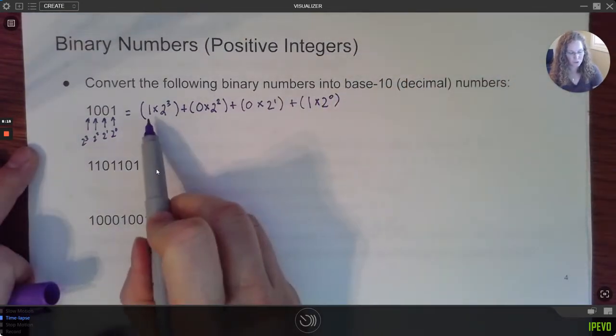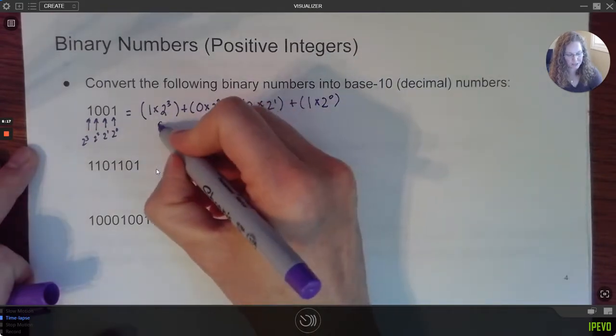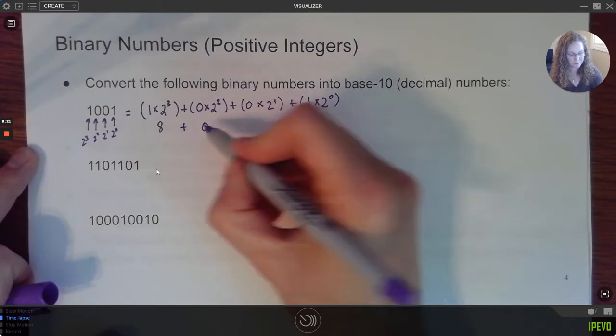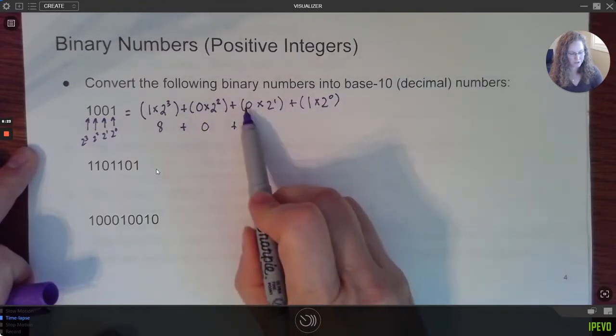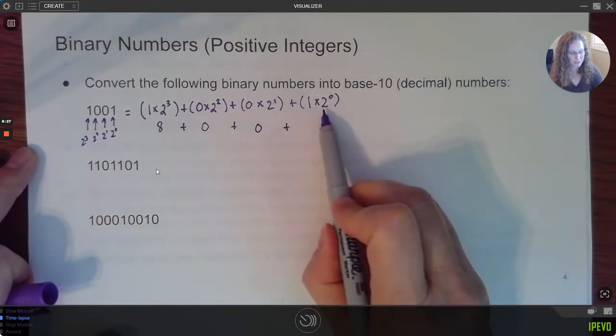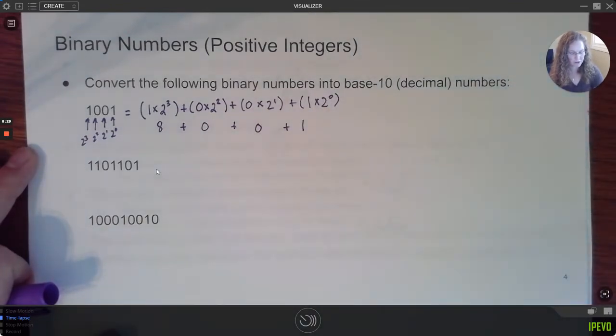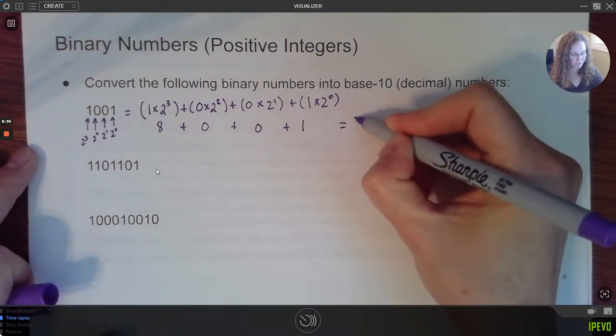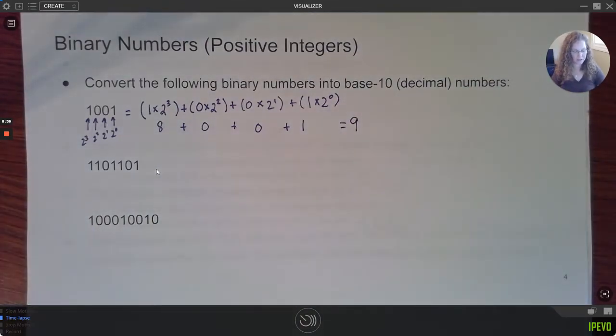So 1 times 2 cubed is 8. 0 times 2 squared is 0. 0 times 2 to the 1st is 0. And then 1 times 2 to the 0 is 1. If we add those all up, we get 9. So in base 10, the number is 9. In base 2, that would be written as 1001.